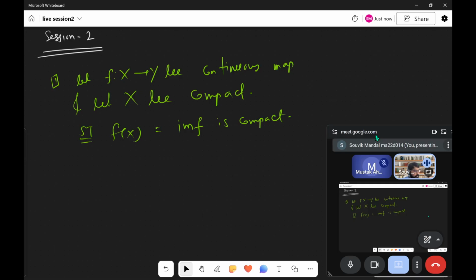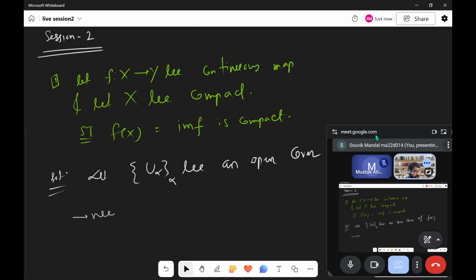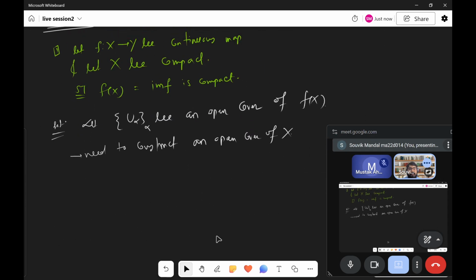So the hint is as follows. Let {U_alpha} be an open cover of f(X). Now from this, you need to construct an open cover of X, and then it will follow automatically. So please try to do that, take your time.